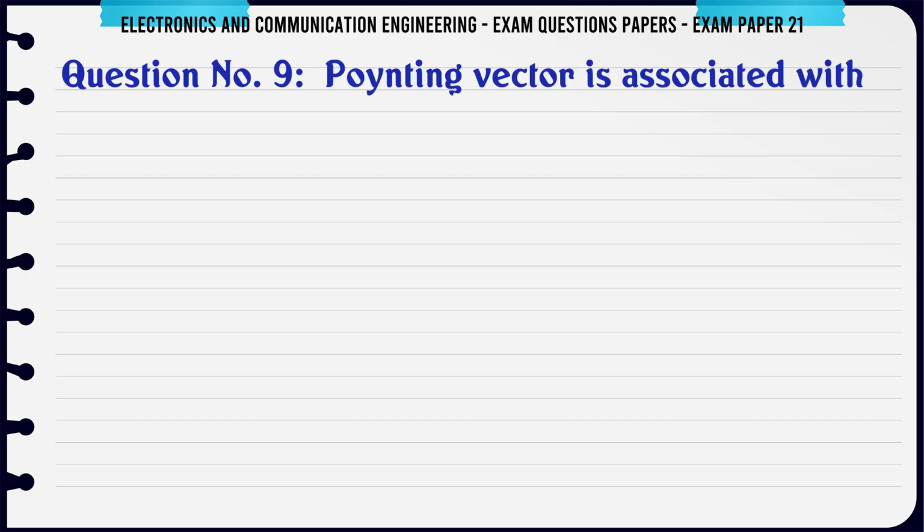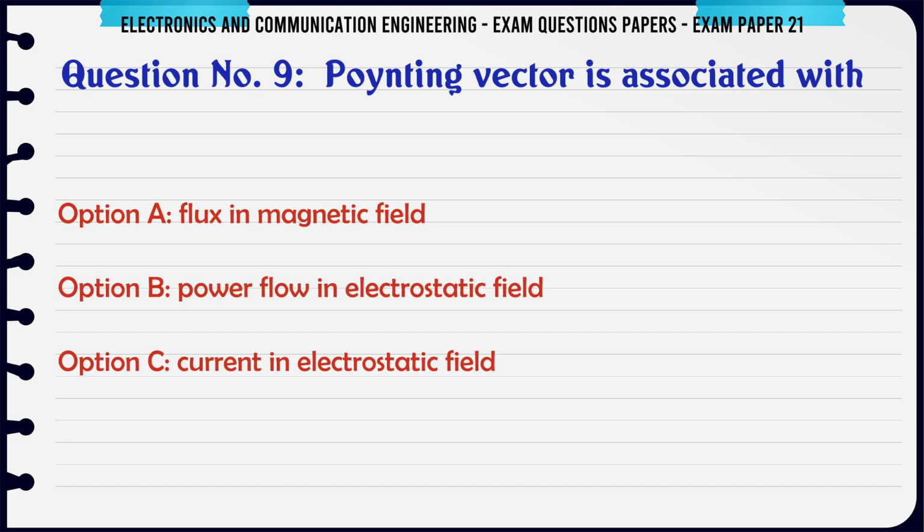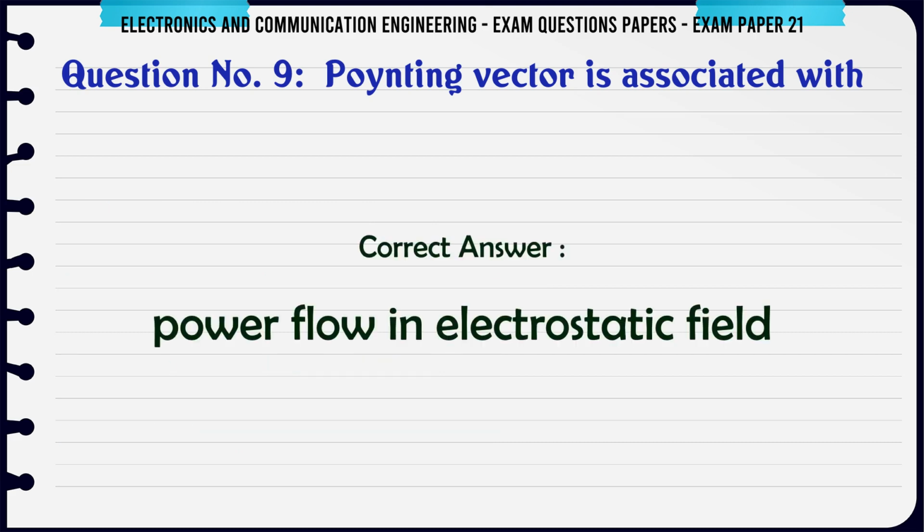Poynting vector is associated with A. Flux in magnetic field, B. Power flow in electrostatic field, C. Current in electrostatic field, D. Charge in electrostatic field. The correct answer is power flow in electrostatic field.